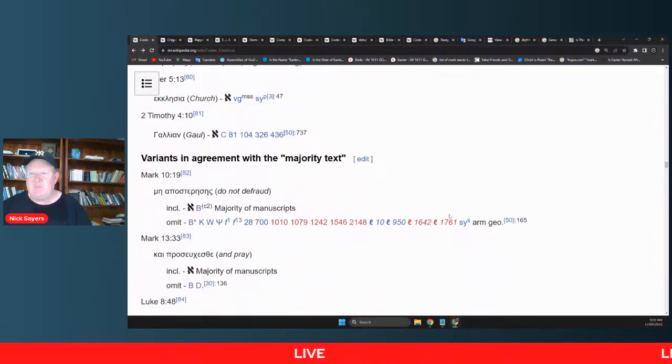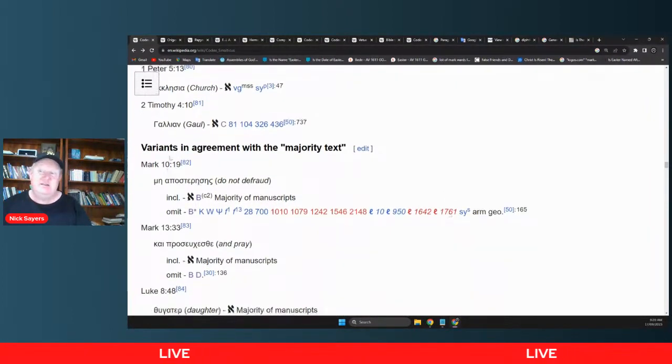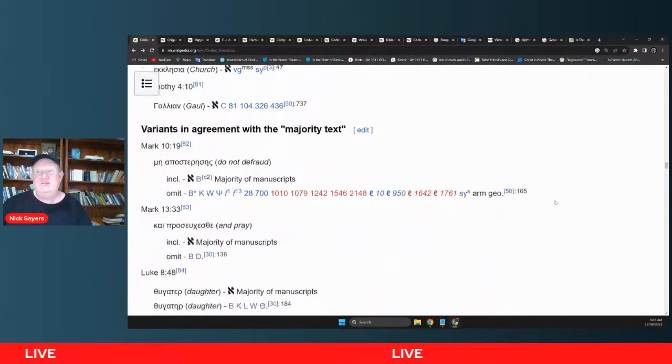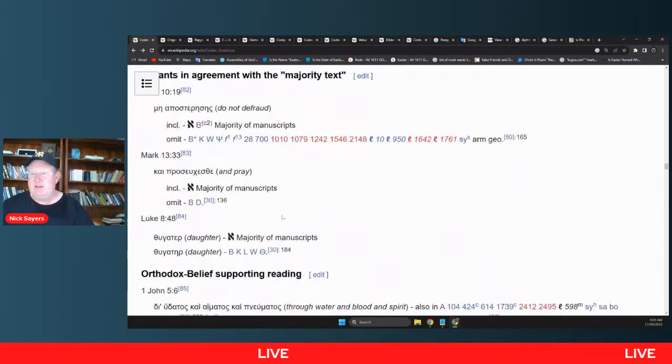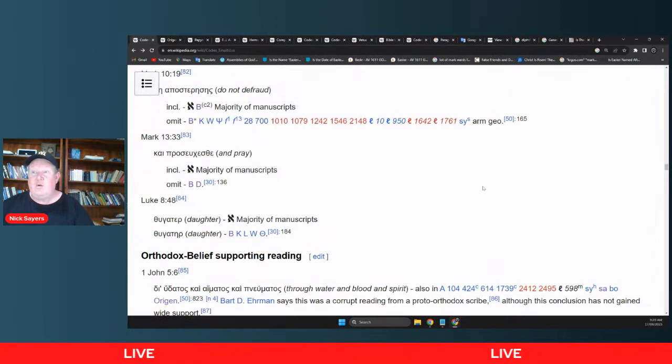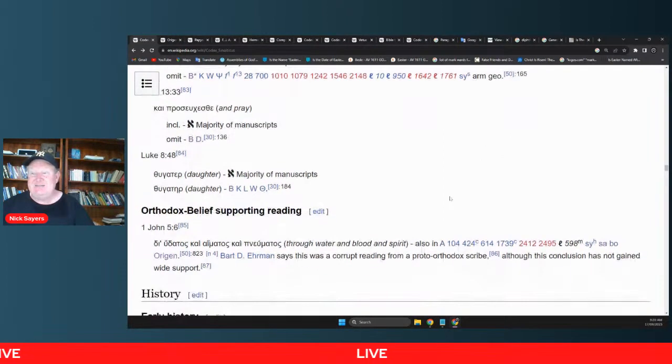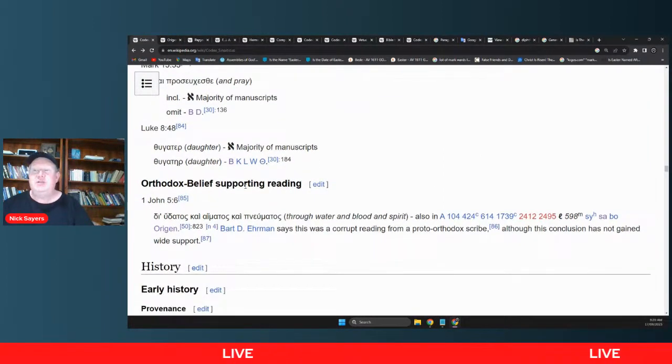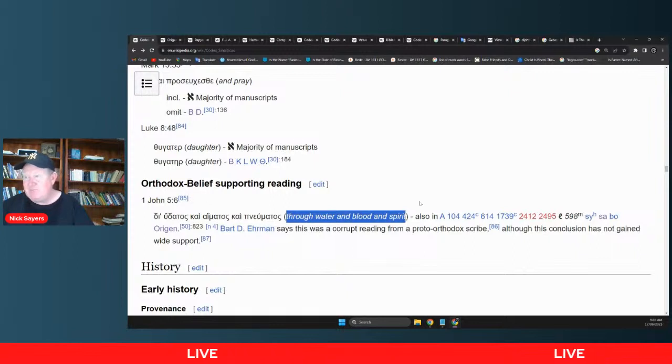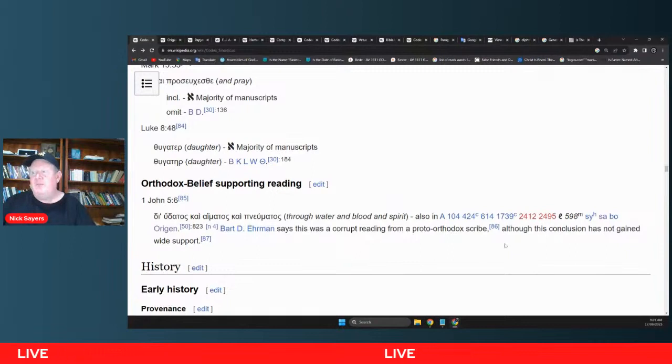So anyway, there's a whole bunch of other readings. Variants in agreement with the majority text. Okay, so then they've got a bunch of variants that are in agreement with what would usually be called the Byzantine text. Orthodox belief supporting reading. So this is through water and blood and spirit, 1 John 5:6. So I think it's the word and spirit that is added. Bart Ehrman says this was a corrupt reading from a proto-Orthodox scribe, although this conclusion has not gained wide support.